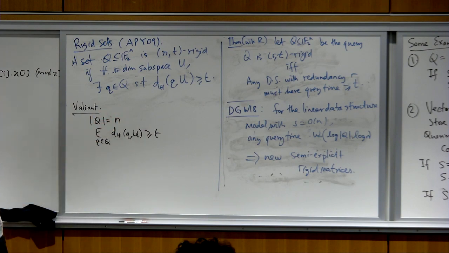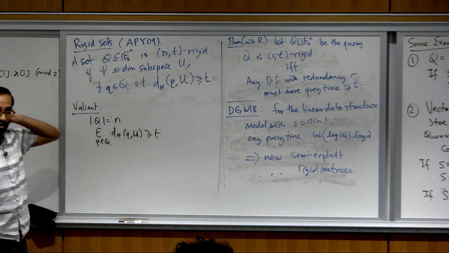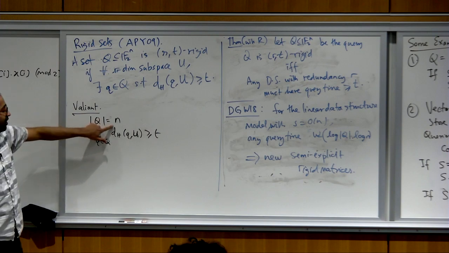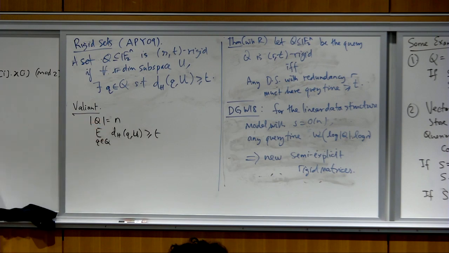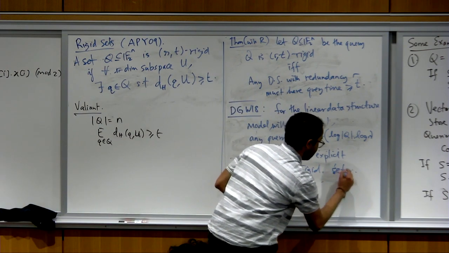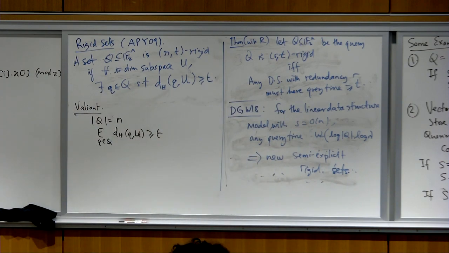Is it Valiant rigid? No, this is again APY rigid. Because if Q is n, then you have a trivial data structure for these problems. Rigid matrix, you mean rows of the matrix will be, okay, sorry, my bad, rigid sets. But if you want to think of matrices, you just have the rows to be points from the set.